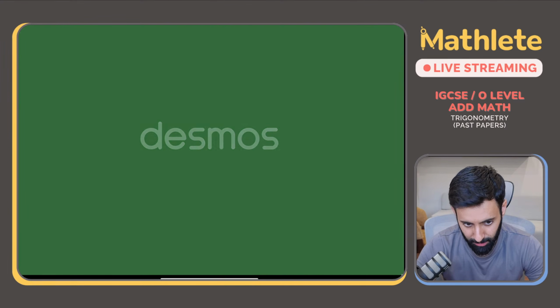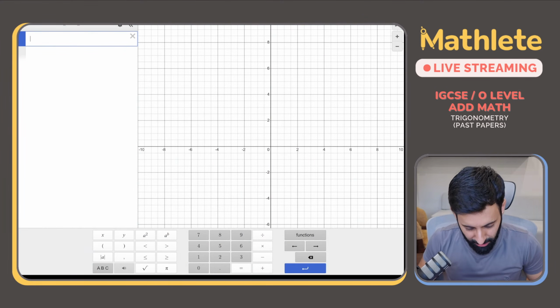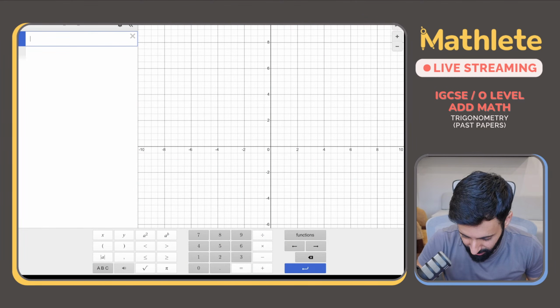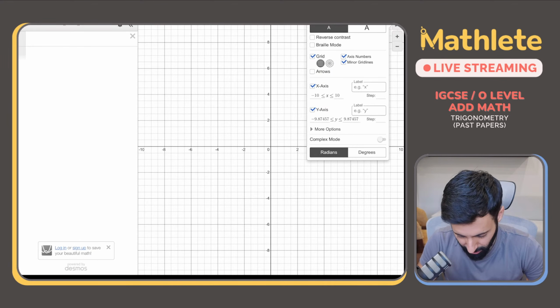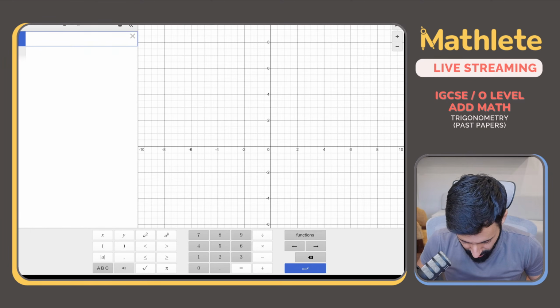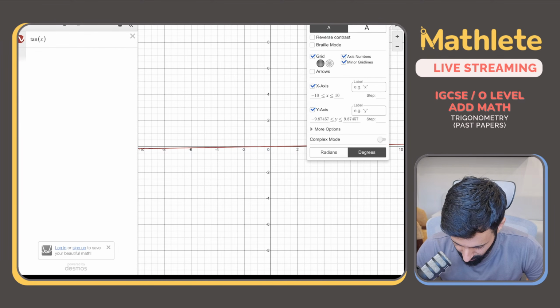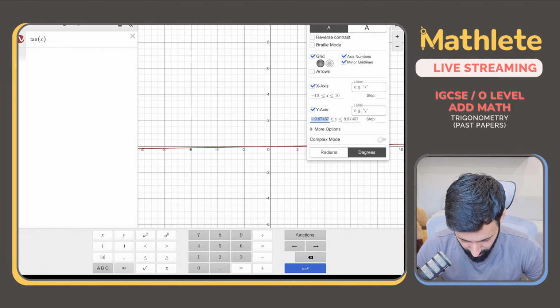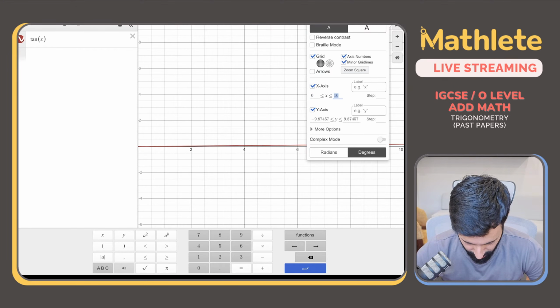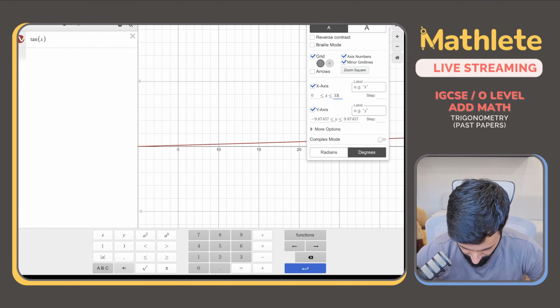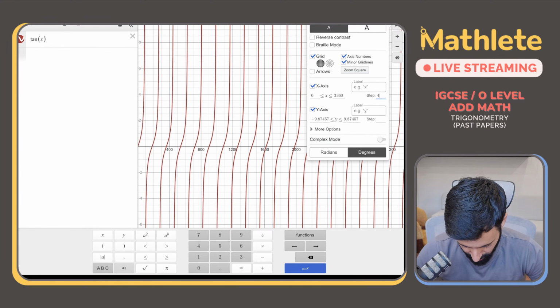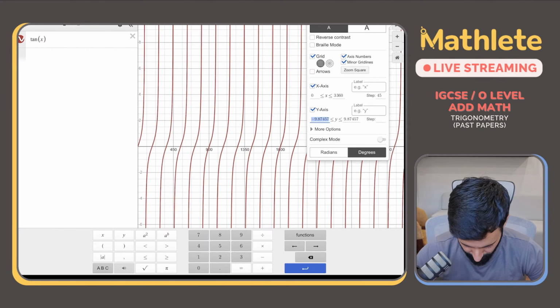One last attempt to settle this debate once again. So tan x, in degrees, let's change this from 0 to 360. Let's take the step as 45.